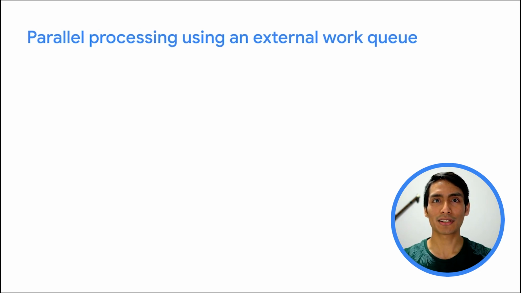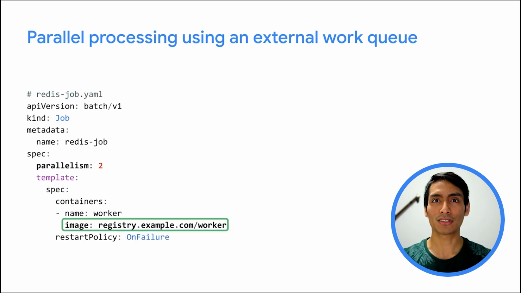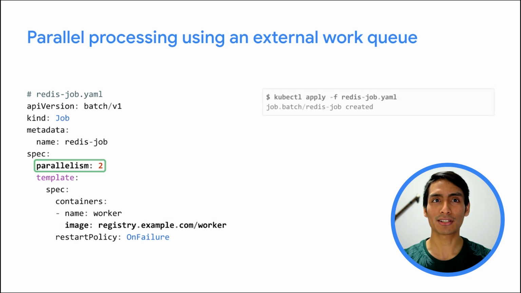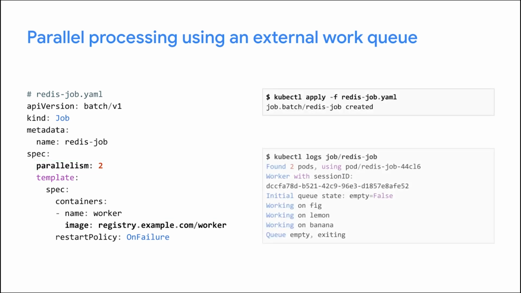After we have built a container image that contains this program, we can define a job that uses it. We can set the parallelism to the number of workers we desire. We use two in this example. After running the job with kubectl, you can have a look at the logs for one of the pods, and we can see that this particular worker processed three items of the queue that initially contained five elements.